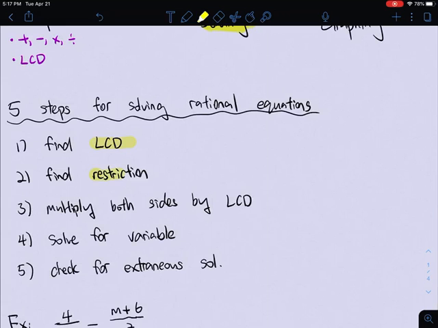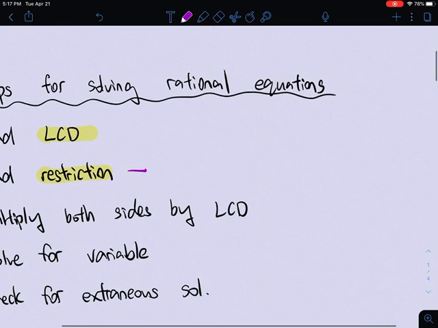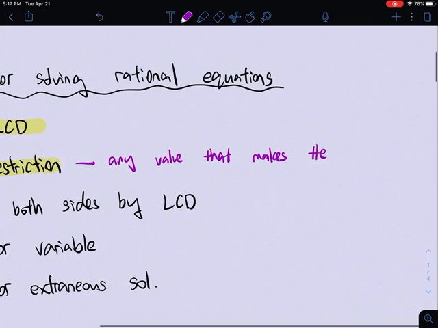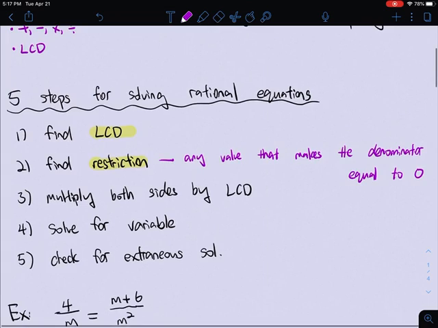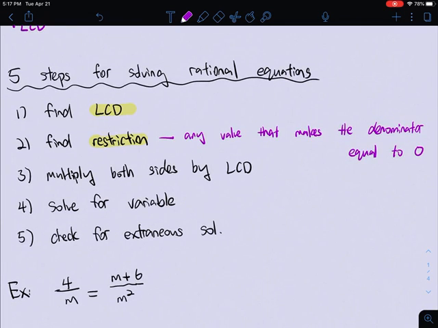And now this is a new word, what's called the restriction. I'm going to go through it when we do the examples, but basically, the restriction is any value that makes the denominator equal to 0. I'll talk about why that's important in just a second, but that's what the restriction is, so we have to find that as well.